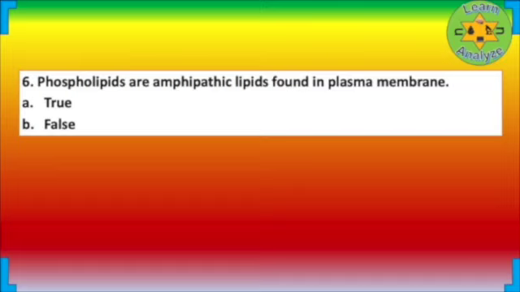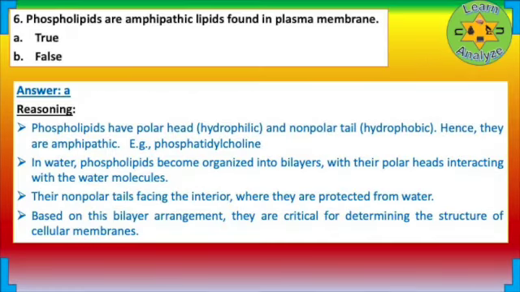Question number 6. Phospholipids are amphipathic lipids found in plasma membrane. Option A true. Option B false. The answer is A, because phospholipids have polar heads and nonpolar tails. Hence, they are amphipathic. Examples: phosphatidylcholine.